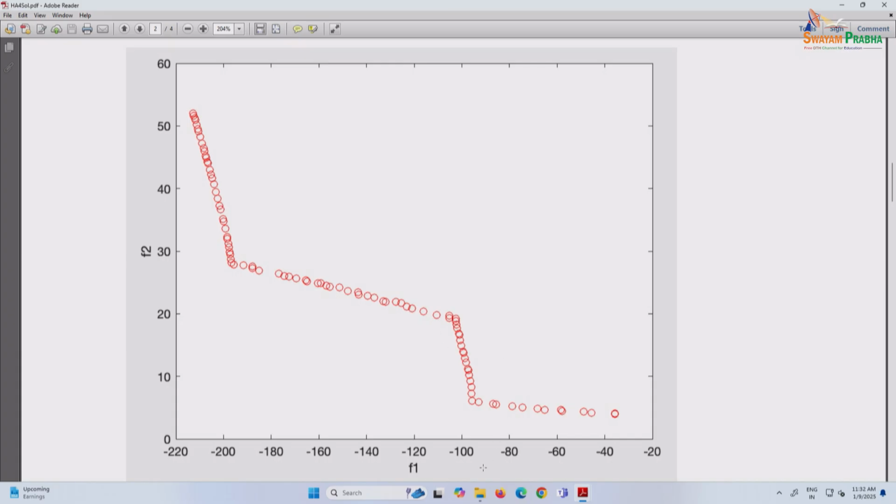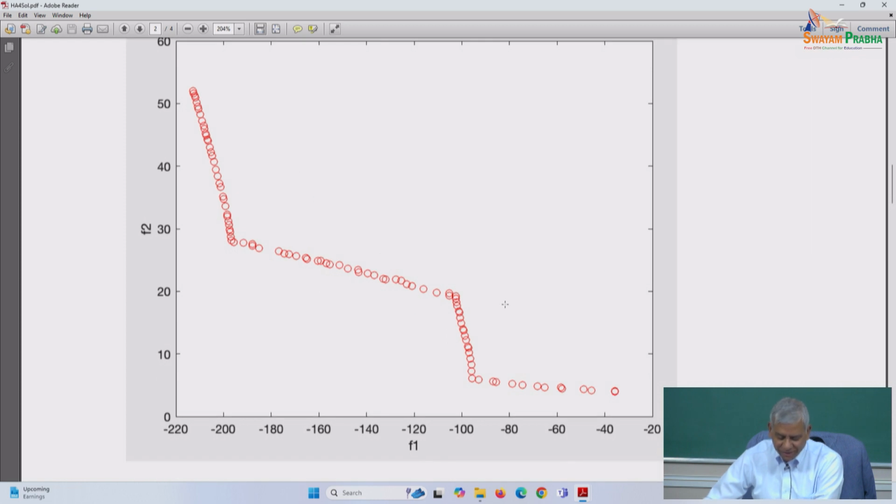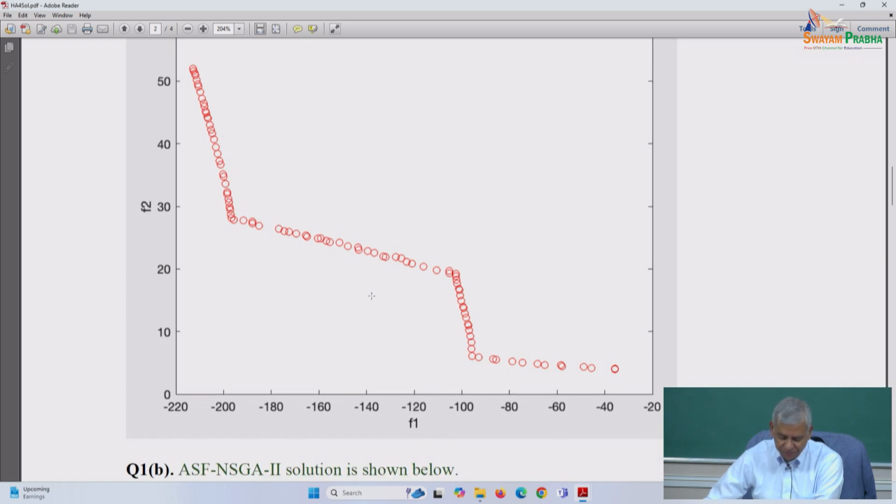Okay, f1, f2. There is 1, 2, there is a kink here a little bit, 3, 4, 5 parts of it. They look like straight lines, but they are not. Some of them are straight, but some of them are not, as you see. But this is your Pareto set. You see, there are several knee points. One is this knee point, another is that knee point. Usually for decision making, you prefer those.